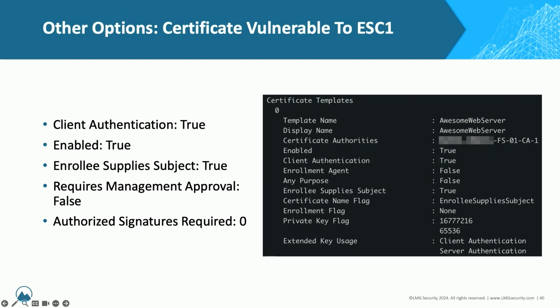Yeah. And so in this particular case, Escalation 1 is when you've got certain elements of your template that are enabled. Is the certificate that's going to be issued allowed to be used for client authentication? Is the template enabled? Often, if you've got templates that you don't need, disable them in the CA. Then nobody can issue a certificate for them. And then one of the key aspects to a misconfiguration of Escalation 1 is that the enrollee supplies the subject.